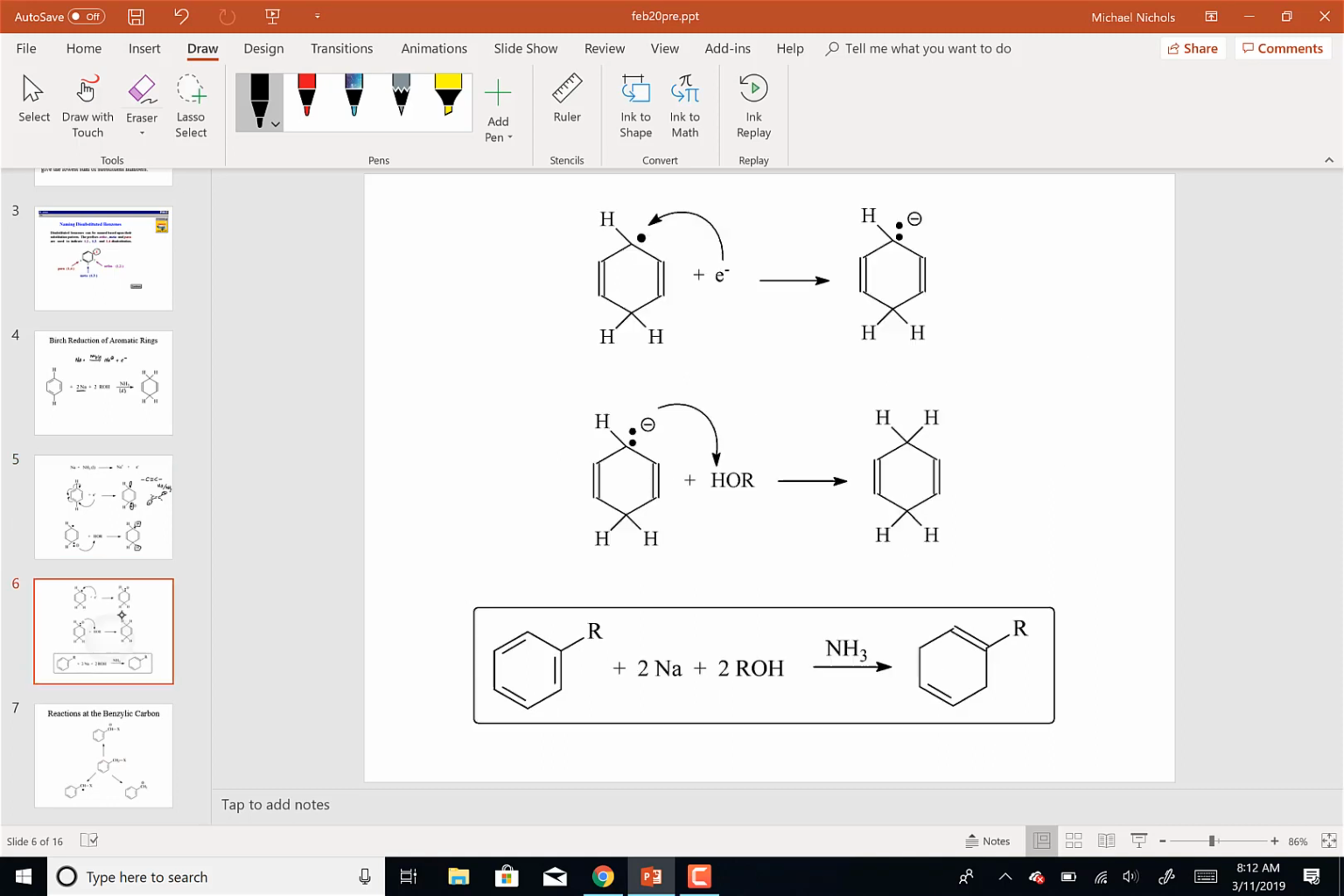Now you might say, what happens if there's an alkyl group attached to the ring? The alkyl group will be attached to one of the 2 double bonds, because basically what we'd like to do is make the more stable product. And so that's what happens when it's substituted. Okay, so that's Birch reduction.